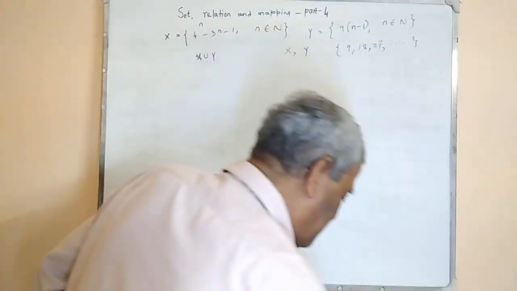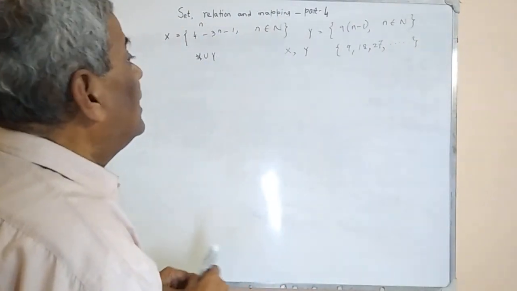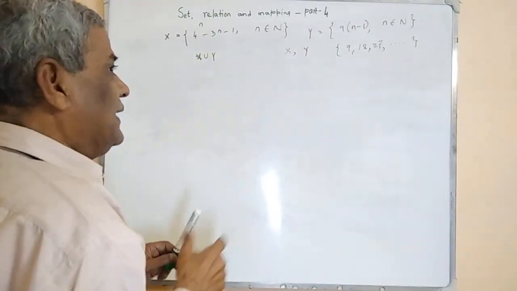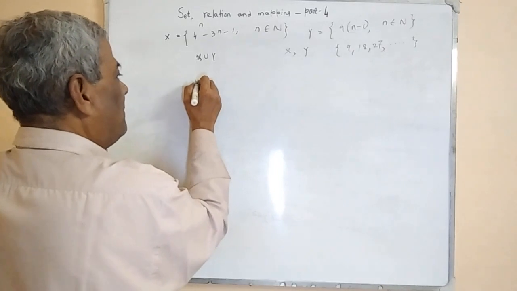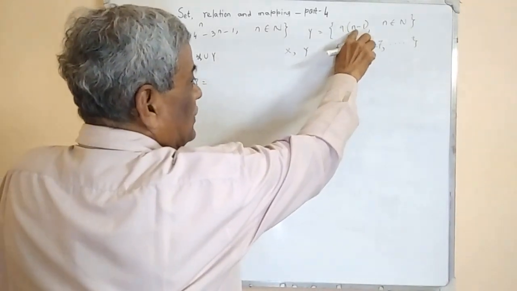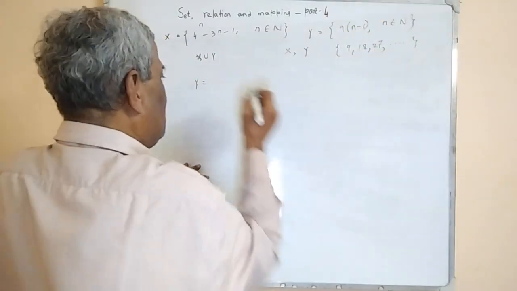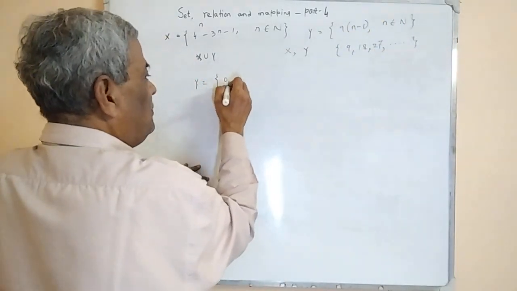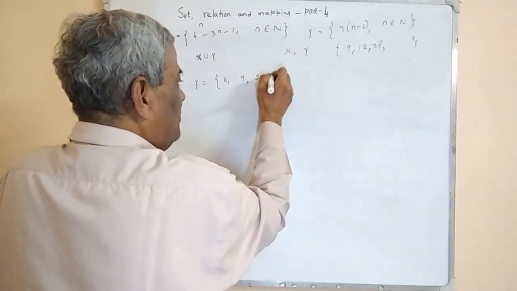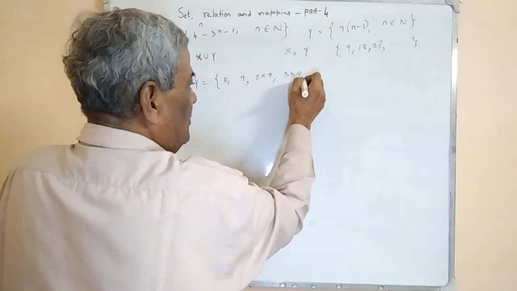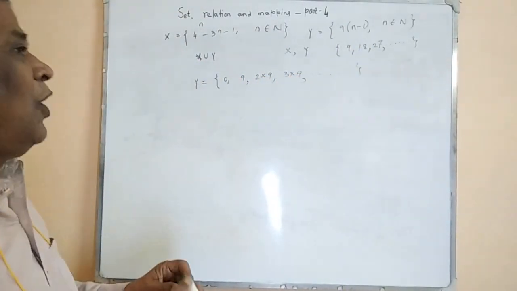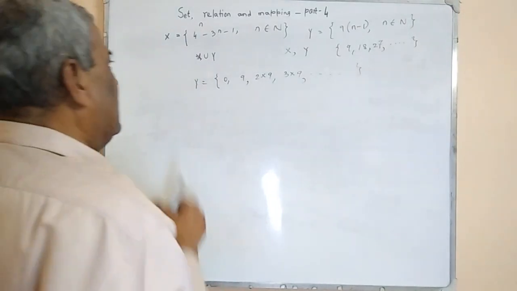Now the set Y is equal to, by putting n is equal to 1, 2, 3, 4, etc., this set is 0, 9, 2 into 9, 3 into 9. That is, it is the set of all multiples of 9, set Y.